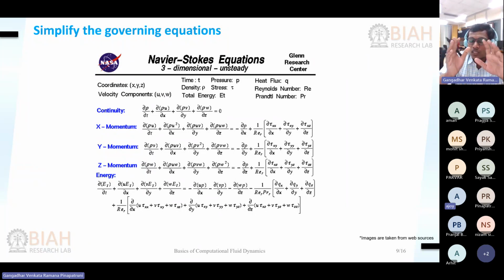To solve these equations, you need a finite volume method or any integration method. Those methods are incorporated in commercial software like ANSYS Fluent or OpenFOAM. You can use those methods to solve these equations, and they will give you the flow field around your object. Whatever object you are simulating, the flow field comes by solving these equations.